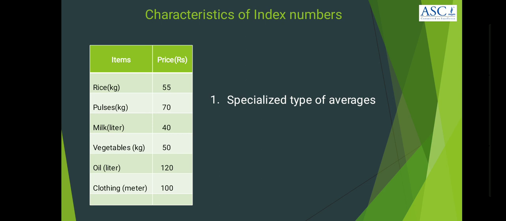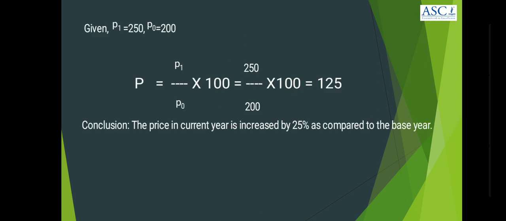Usually, an average is found for a series expressed in common units. But in case of index numbers, average is found for a series expressed in different units of measurement. Like in this case, items are expressed in different units like kg, liter and meter. Hence, index numbers are called specialized averages. Now, let us move to the second and the third characteristics together.